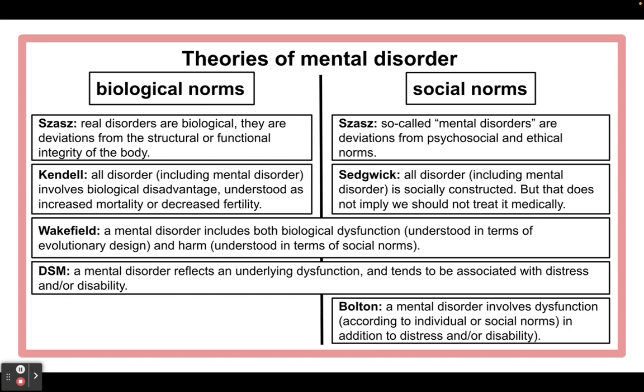Okay, so that's why we can put Bolton here on the social norms side of things. For Bolton, a mental disorder involves dysfunction, but that's according to individual or social norms, not biological norms. And a big part of disorder for Bolton is that it involves distress and or disability.